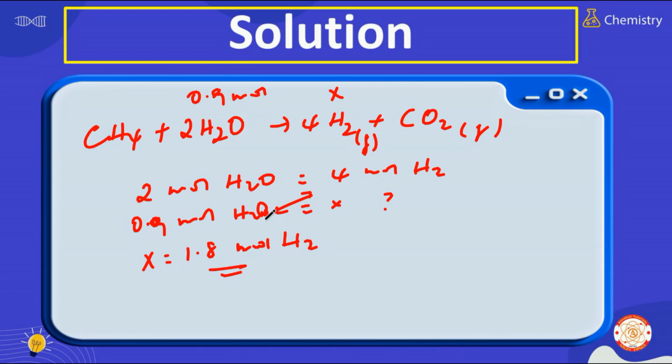Okay? So because this is in mole, let us express it in volume. To express it in volume, what do we do? We multiply this by 22.4 liters. And this gives us 40.3 liters of hydrogen that can be produced at STP.